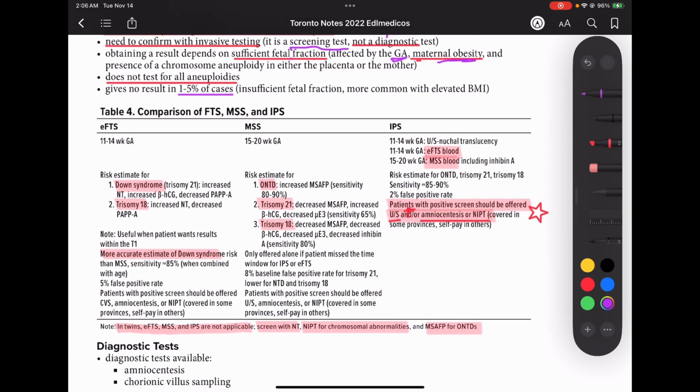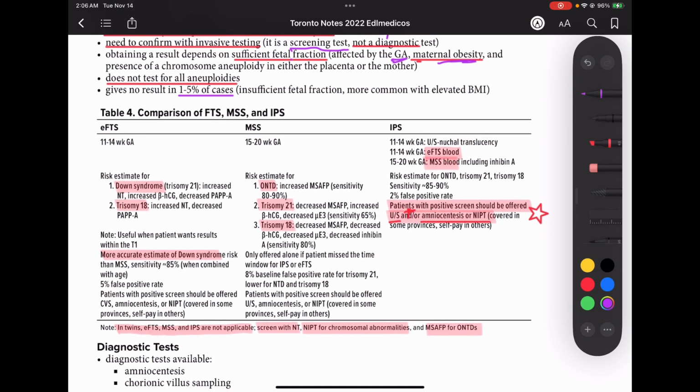This table shows a comparison between the enhanced first trimester screening, maternal serum screening, and integrated prenatal screening. Basically, integrated prenatal screening, as you can see, includes both EFTS and MSS, which includes inhibin A, quadruple. So it includes both of these, the first one and the second one. This one is in the first trimester. This one happens in the second trimester, maternal serum screening.